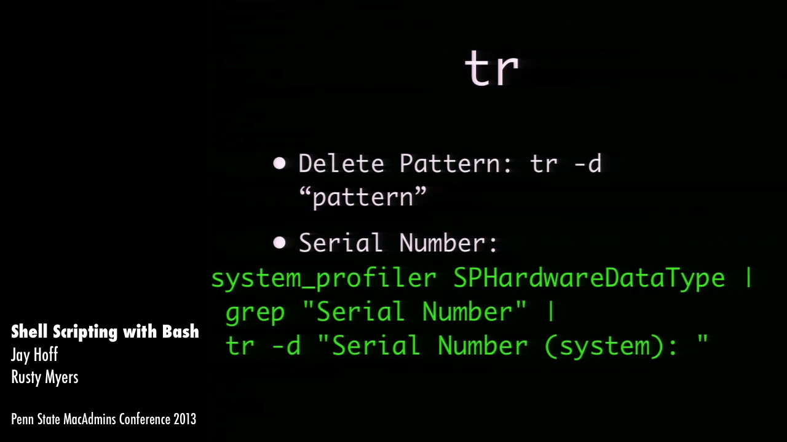tr allows us, in this instance, to delete a pattern out of a string. Previously we saw VLAN configurations. If we didn't want that, we could copy that and put it into tr -d pattern, and that would remove that from our output. We're using it with system_profiler to get the serial number, and we're removing the words Serial Number from the front of it. So the only output will be the serial number itself. This may be helpful if you need to pass that into another script, like a warranty script that would read that serial number and then give you information on the warranty.